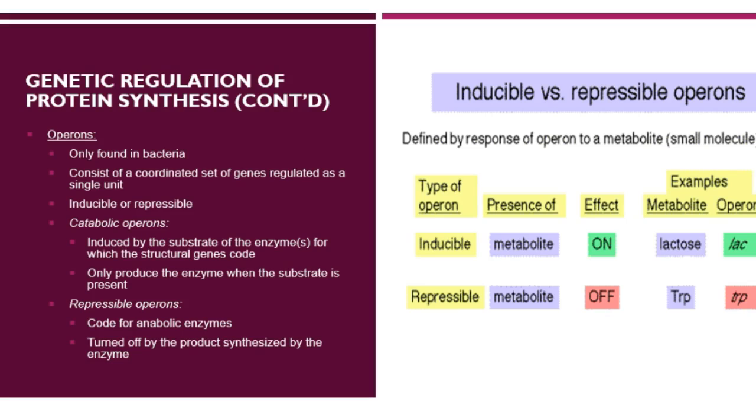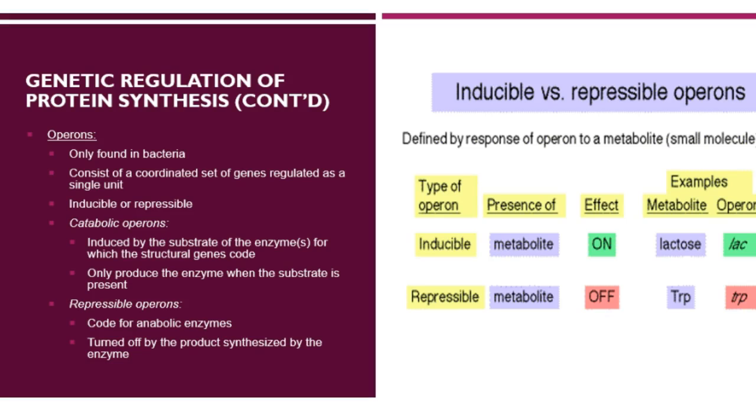So bacteria have something called an operon. They are only found in bacteria. Eukaryotic cells do not possess these. And they consist of a coordinated set of genes that can be regulated as one single unit. So we don't have to regulate each gene individually, but this sequence of genes can be regulated together. They can be inducible or repressible.